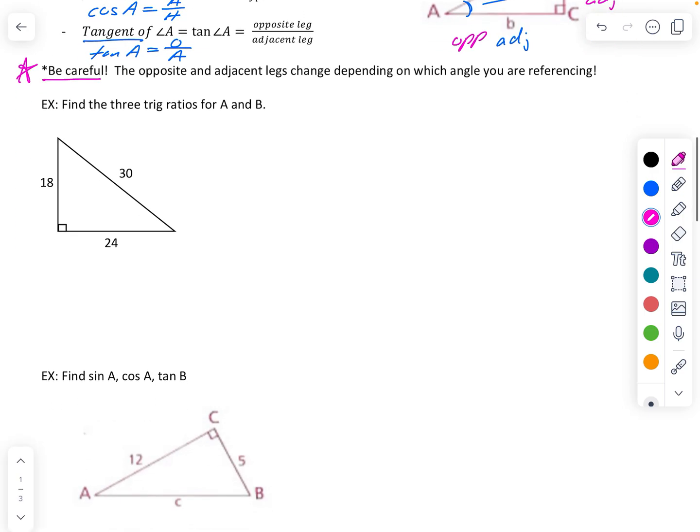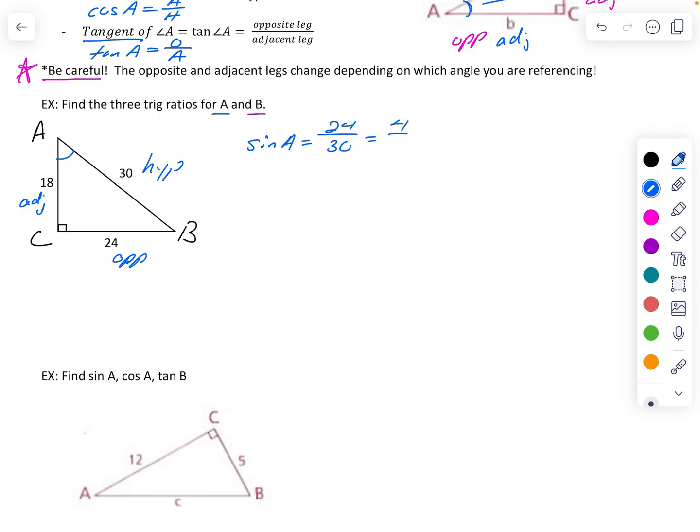Well, let's look at some examples. We need some letters here, so let's label this triangle. We want to find the three trig ratios, first for angle A, and then for angle B. So we're going to do two different colors here. We'll start with blue for angle A. So I'm going to mark angle A right there. With regard to angle A, this would be the opposite. This would be the adjacent. This is the hypotenuse. And so sine of A is opposite over hypotenuse.